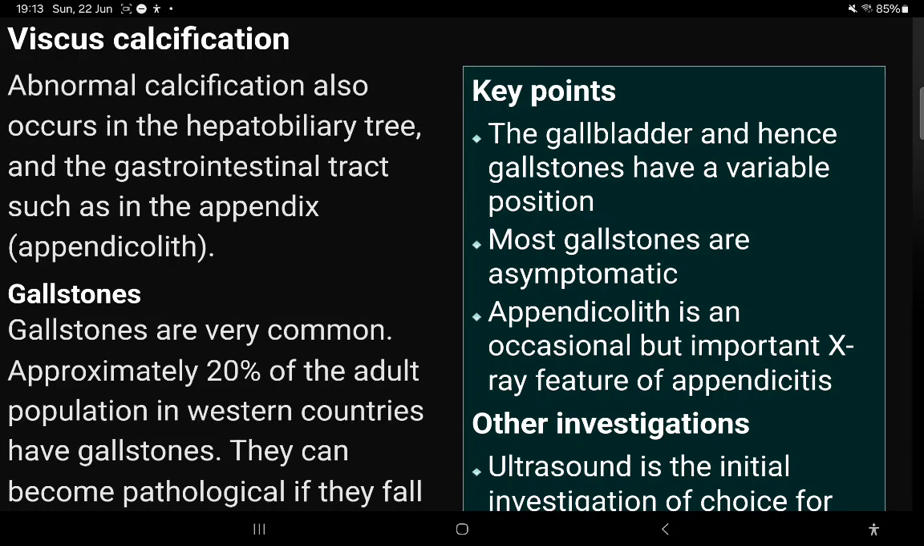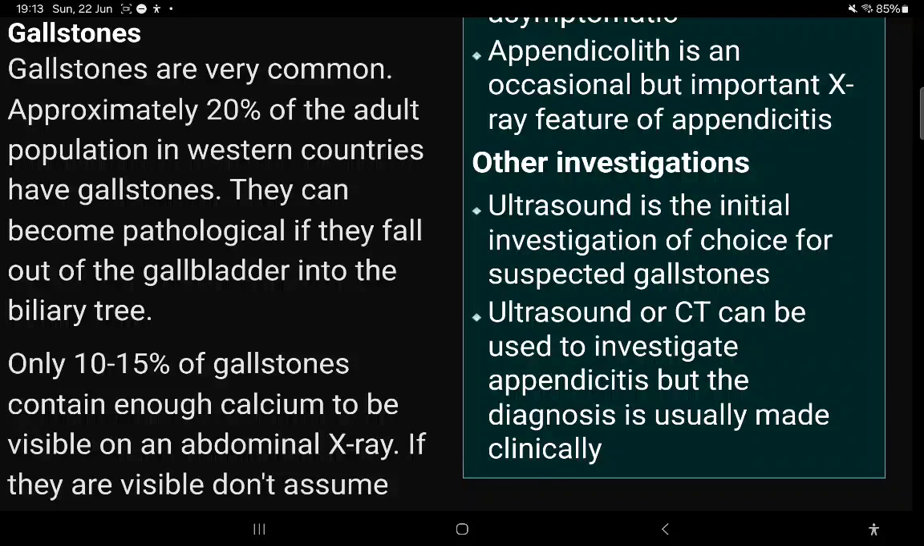Viscous calcification. Key points: the gallbladder, and hence gallstones, have a variable position. Most gallstones are asymptomatic. Appendicolith is an occasional but important X-ray feature of appendicitis. Other investigations: ultrasound is the initial investigation of choice for suspected gallstones. Ultrasound or CT can be used to investigate appendicitis, but the diagnosis is usually made clinically.